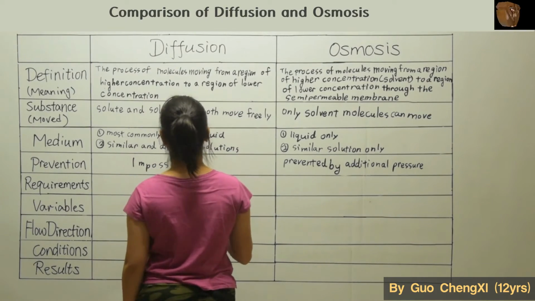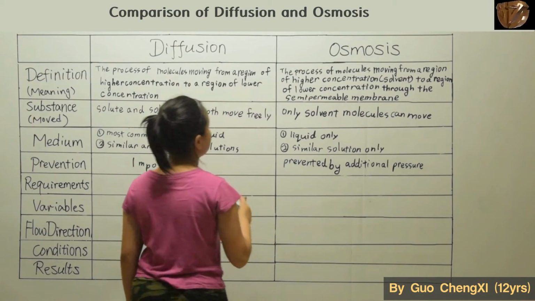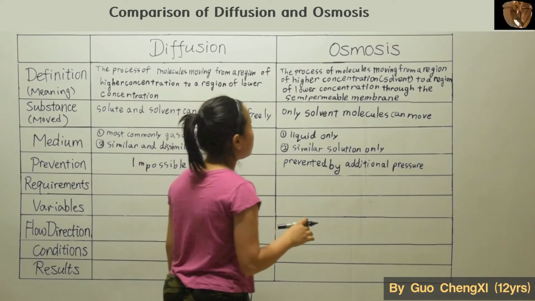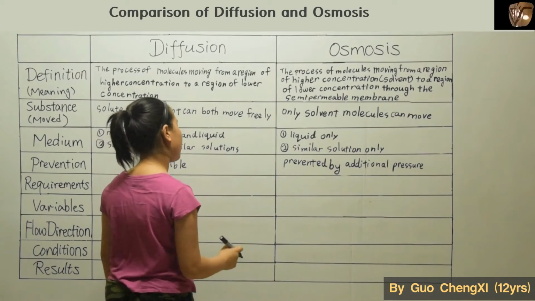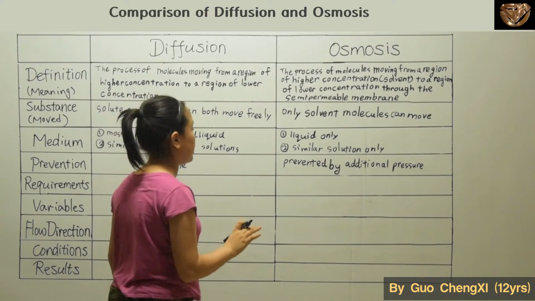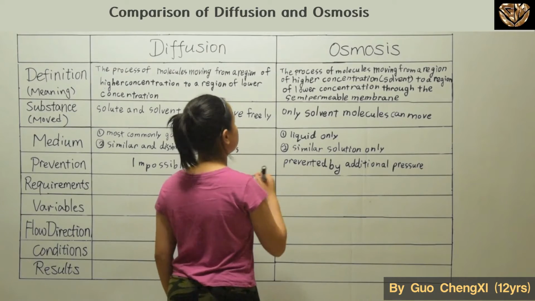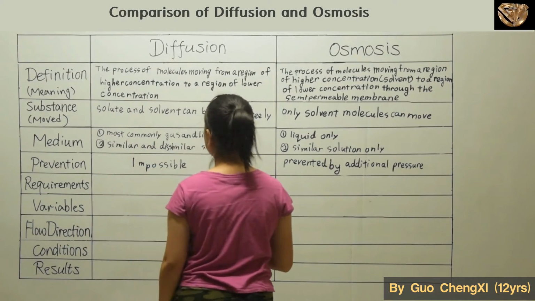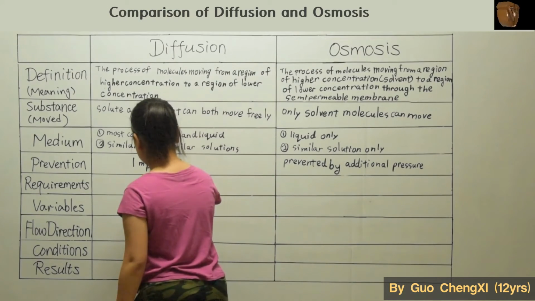Also, if you want to compare, for osmosis the molecules are moving from the region with higher concentration of solvent to the region of lower concentration of the solvent, and it is also through pressure that you can pass it through the semi-permeable membrane. Okay, now for requirements, there is no requirement for diffusion.